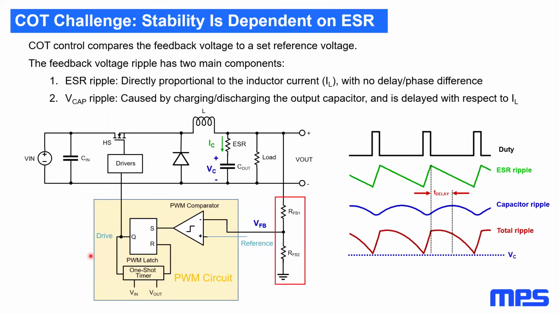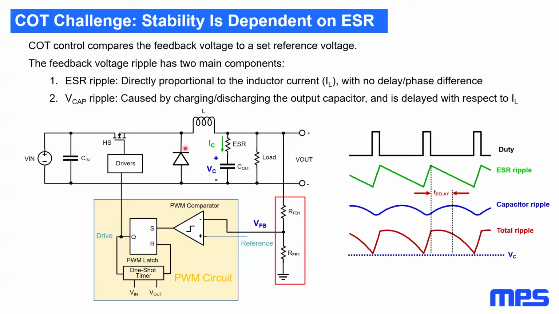The second challenge, and this is the one that we see most when working with constant on-time converters, is that the stability is largely dependent on the ESR. So as I said before, we are using the output ripple as the main input for our control loop. So we are dependent on the shape of this ripple in the stability of our control. So let's take a look at what two components make up this output voltage ripple.